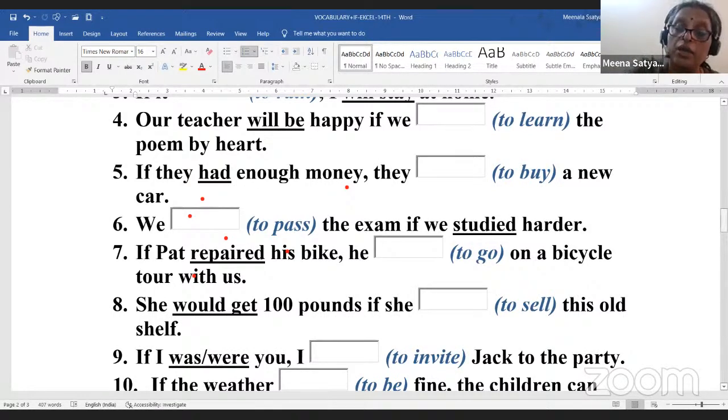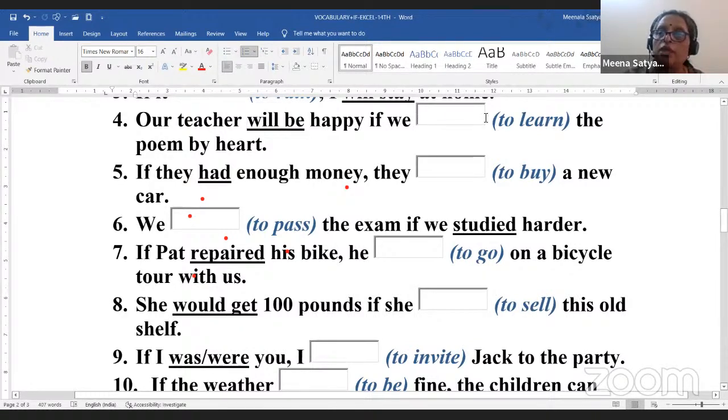If Pat repaired his bike, he would have gone on a bicycle tour with us. She would get 100 pounds if she sold this shelf. So if they had enough money, they would buy a new car. We would pass the examination if we studied harder. If Pat repaired his bike, he would go on a bicycle tour with us. She would get 100 pounds if she sold this old shelf. One is the will and the verb. The other is simple. Here it is past, and here it is nothing but would. We would pass the examination, he would go, she would get 100 pounds if she sold. That's one pattern. Next.